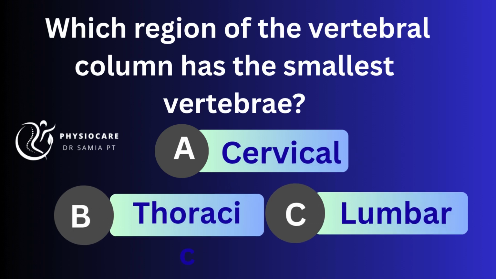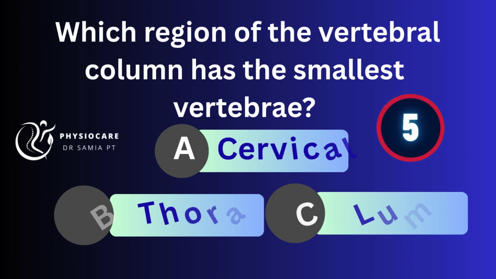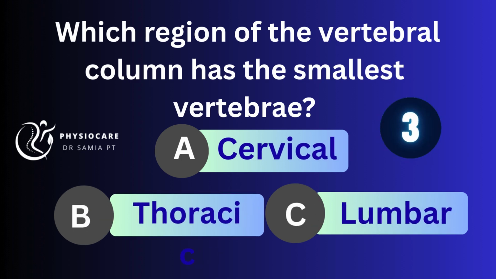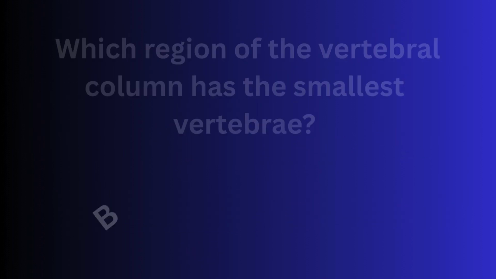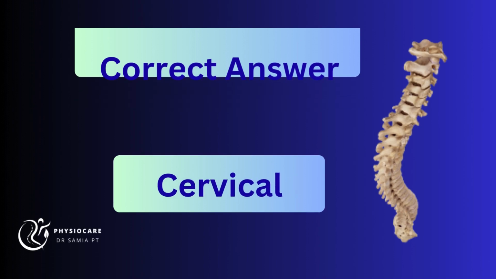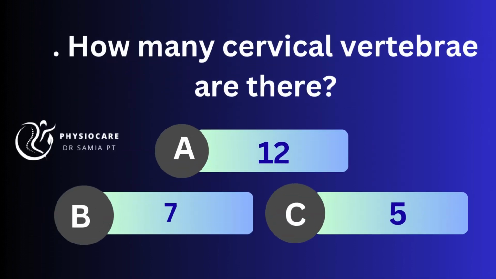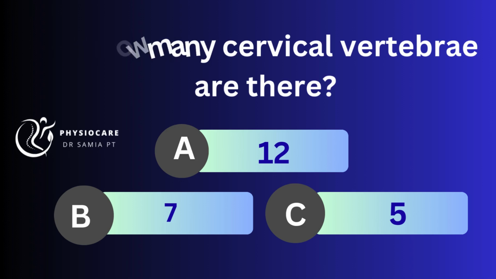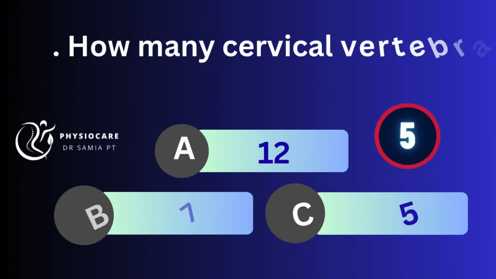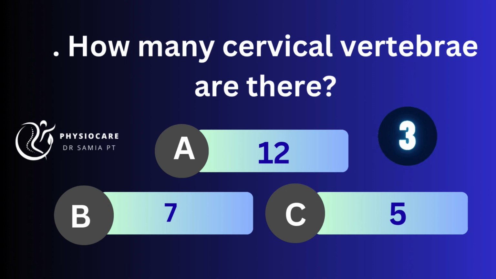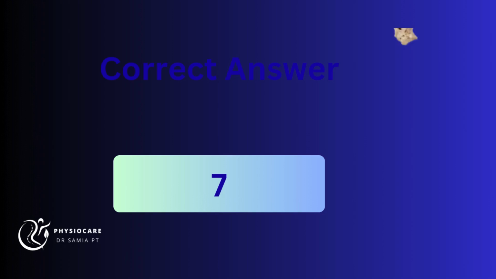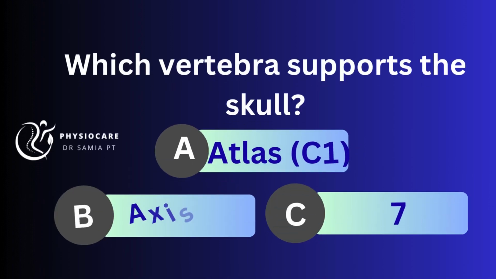A. Cervical. B. Thoracic. C. Lumbar. Correct answer is cervical. How many cervical vertebrae are there? A. 12. B. 7. C. 5. Correct answer is 7. Which vertebra supports the skull?